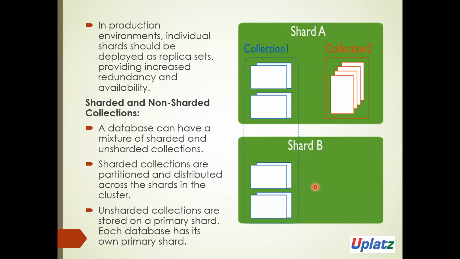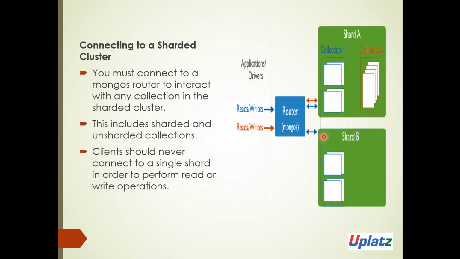But in the unsharded collection, it is stored as a primary shard. So this is the difference between them. Now, how do we connect to a sharded cluster? We need to connect to the Mongos router to interact with any collection in the sharded cluster.